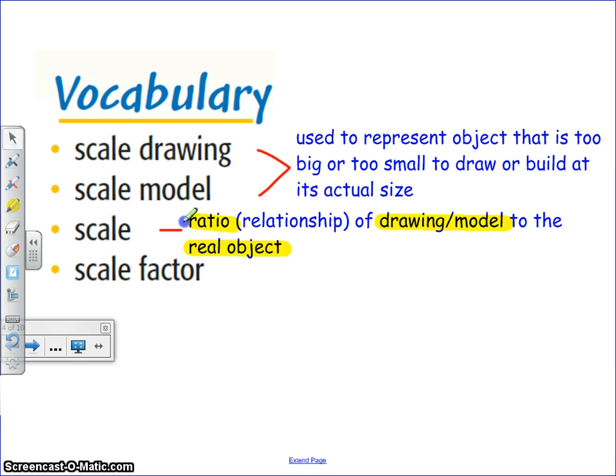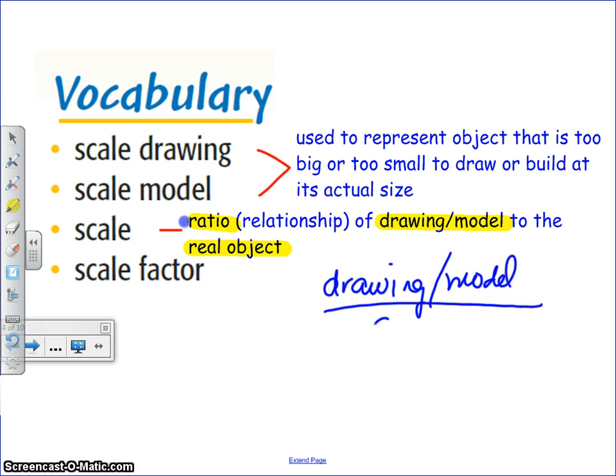It's a ratio of the drawing or the model compared to the actual thing in real life. Okay? And that is what scale means.